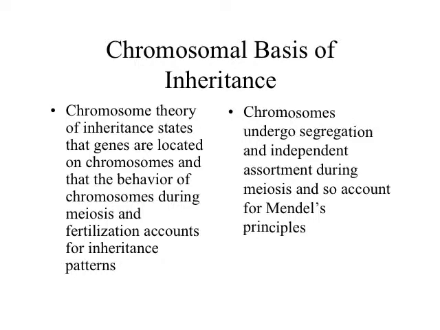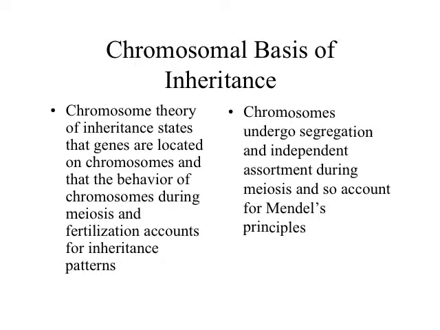So we have this whole big gamut of how we can get different inheritance patterns with basically single genes and how they go through meiosis and fertilization. Chromosomes undergo segregation and independent assortment during meiosis, and so account for Gregor Mendel's principles. Okay, so we can see that occurring when we take a look at different genetic traits. We can see that we get the segregation of different chromosomes into different things, and they kind of segregate independently.